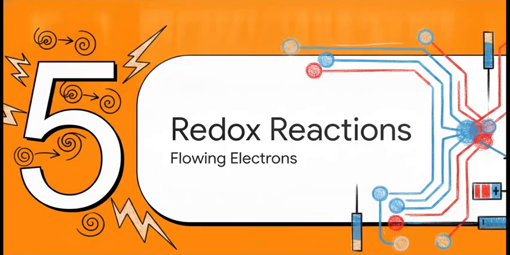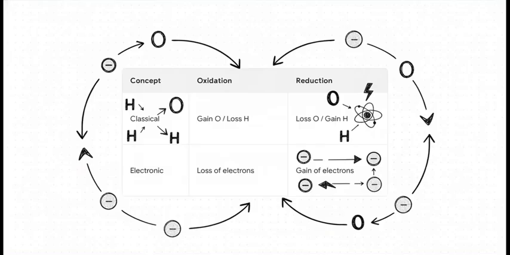And finally, section 5, redox, flowing electrons, the ultimate power dynamic. Historically, scientists kind of thought this was all just about gaining or losing oxygen, which, to be fair, makes total sense given how abundant oxygen is in our atmosphere. They called the gain of oxygen oxidation and the loss of it reduction. But actually, as we shift our focus to the modern electronic idea, the true underlying logic is revealed. It's actually all about the flow of invisible electrons.